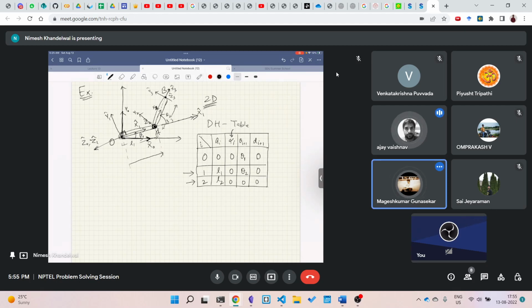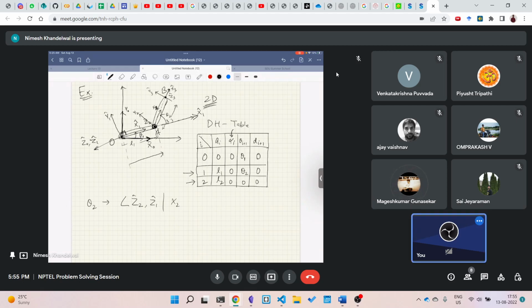How is it theta 2? Okay. So how you measure theta 2 is, the definition of our theta i plus 1 is the angle between x i plus 1 and x i as measured along z i plus 1. So if I want to measure theta 2, it is the angle between x2 and x1, as measured along z2.